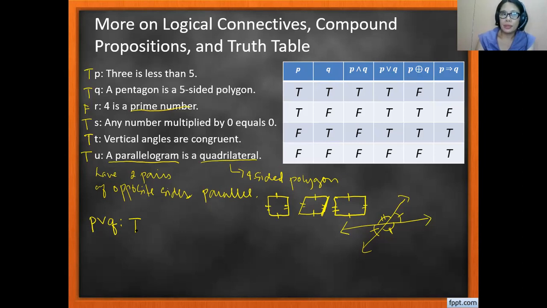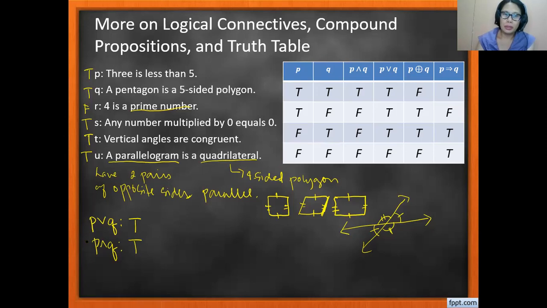How about P and Q? P and Q in our example statements can be constructed using the conjunction: 3 is less than 5, and a pentagon is a five-sided polygon. And its truth value is true. Again, both statements P and Q are true. And the rule for P and Q is that both statements must be true. So P and Q is true in our example here.